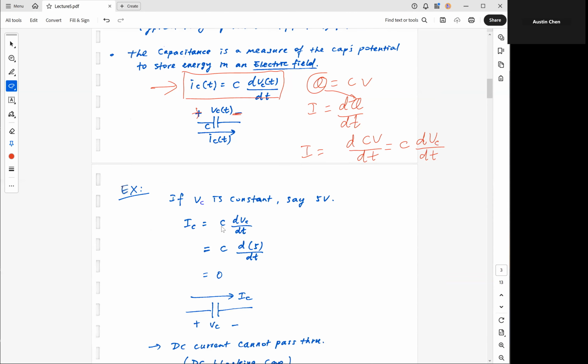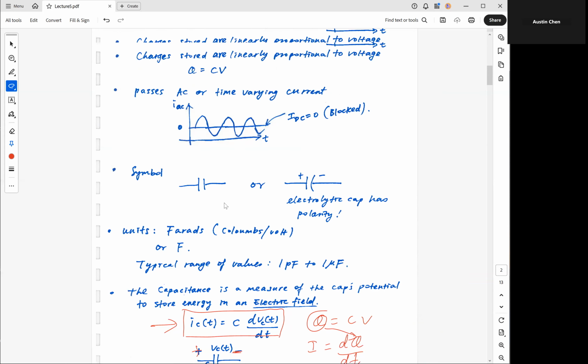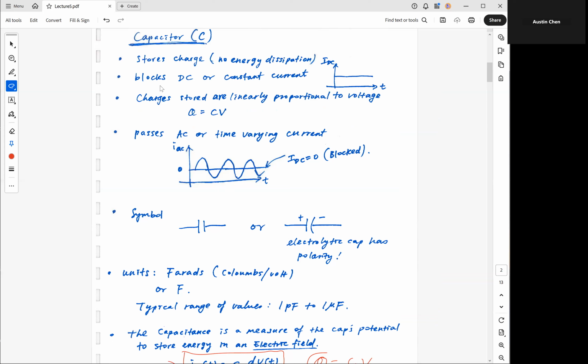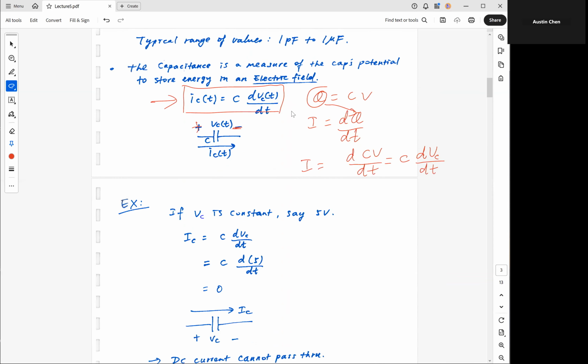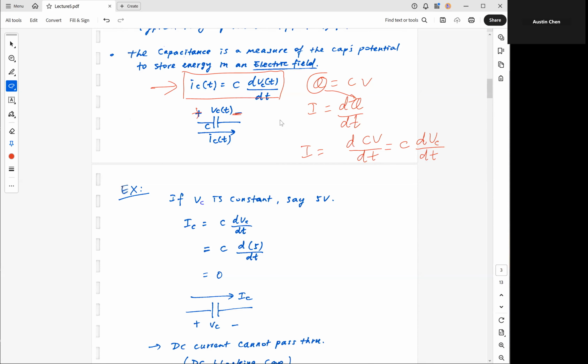So let me give you one example to illustrate this point. How does a capacitor block DC, or how does it block a constant current? Knowing that Ic is equal to C dVc over dt, if I apply a DC voltage or a constant voltage, let's say 5 volts, this is Vc(t) versus time. But this is constant, so we can say that this is simply just a DC voltage, VDC. So if I apply this equation, Ic is equal to C dVc over dt.